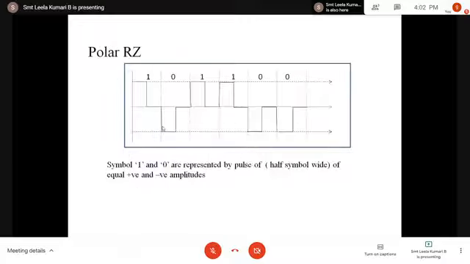Now polar return to 0 format. In the polar return to 0 format, symbol 1 and 0 are represented by pulses of half symbol wide of equal positive and negative amplitudes. That means symbol 1 is represented by a positive pulse of half symbol wide, and 0 is represented by a negative pulse of half symbol wide. And so on. So this is polar return to 0 format.